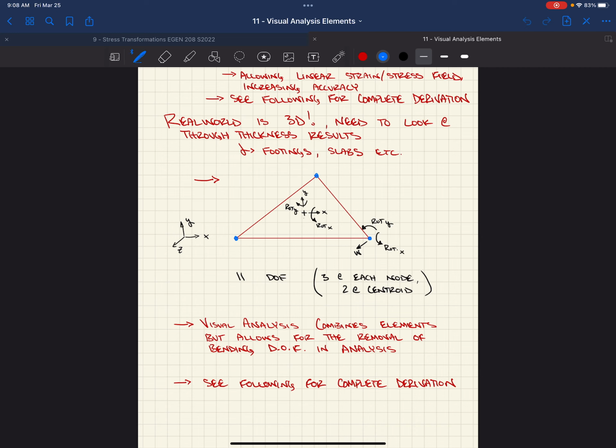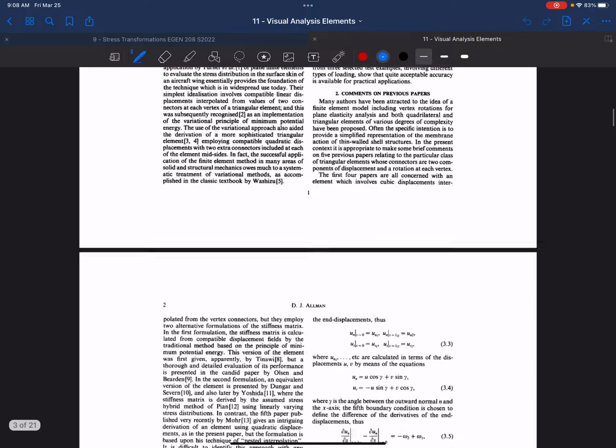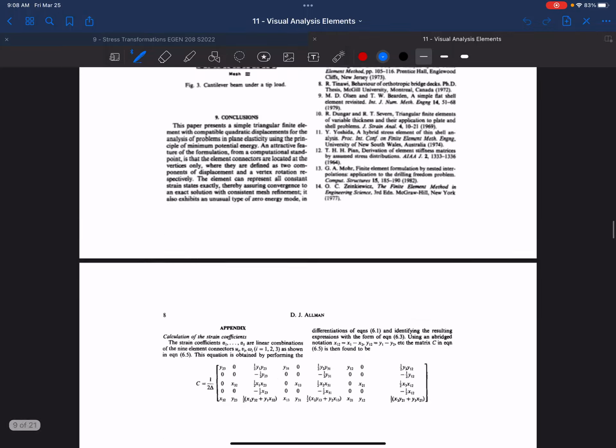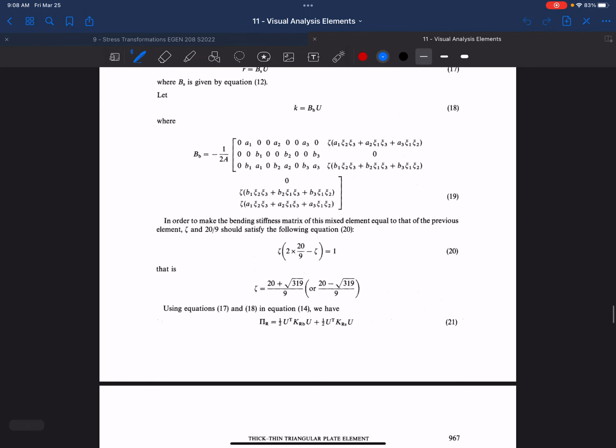Because if we have that box checked and every one of these plates, regardless if we have load on it or not, it's going through and assembling a stiffness matrix for the entire model. And so this can be a way to reduce the intensity of computation that the computer has to go through, reducing time, hopefully. So Visual Analysis combines the elements, but allows you to remove it. And they have this huge derivation, so if you wanted to have a little nighttime reading, I provided some for you. Okay, Brandon?